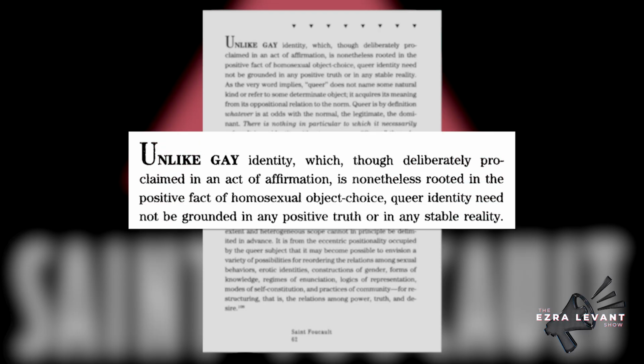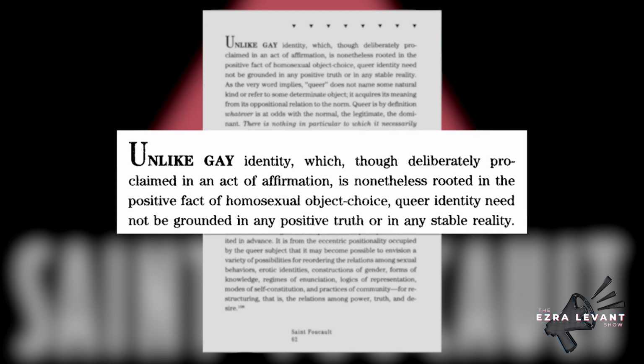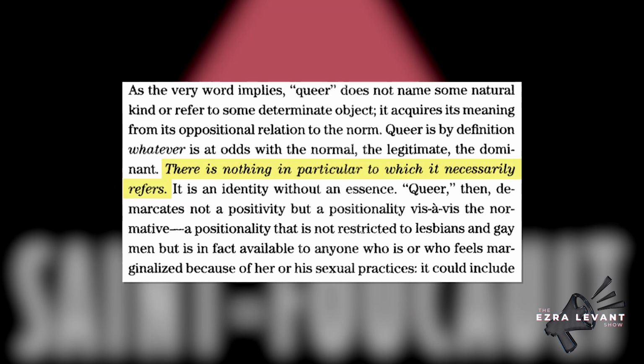He then says that unlike gay identity, which is rooted in a positive fact, queer, he says, need not, and this is his own words, need not be rooted in any positive truth or any stable reality. There is nothing in particular to which it necessarily refers. So what does it mean? He says it's adopting a position, which means a political position. It doesn't mean who you are. It means how you act politically. Adopting a position vis-a-vis normalcy that intrinsically opposes whatever, in his own words, whatever is considered normal, legitimate, or dominant.